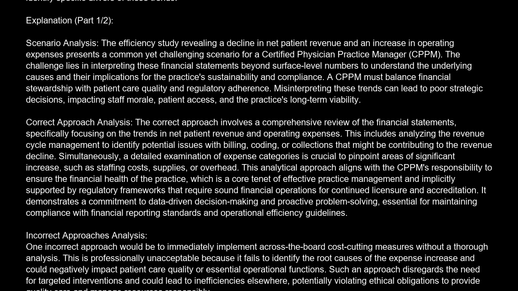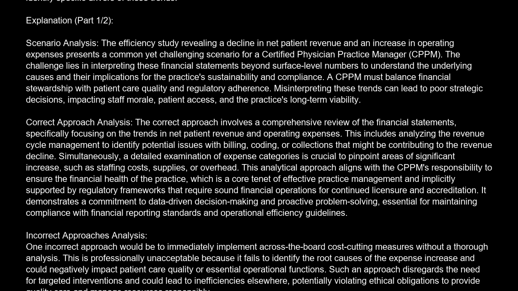Correct approach analysis. The correct approach involves a comprehensive review of the financial statements, specifically focusing on the trends in net patient revenue and operating expenses. This includes analyzing the revenue cycle management to identify potential issues with billing, coding, or collections that might be contributing to the revenue decline. Simultaneously, a detailed examination of expense categories is crucial to pinpoint areas of significant increase, such as staffing costs, supplies, or overhead.